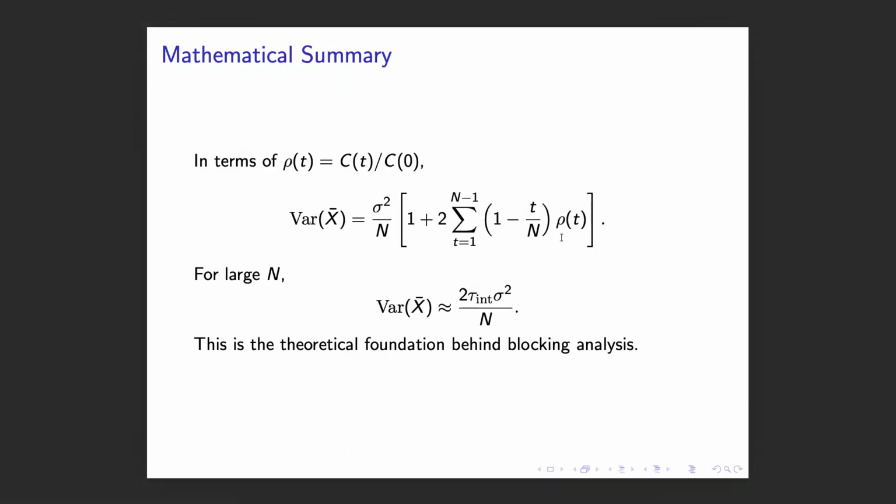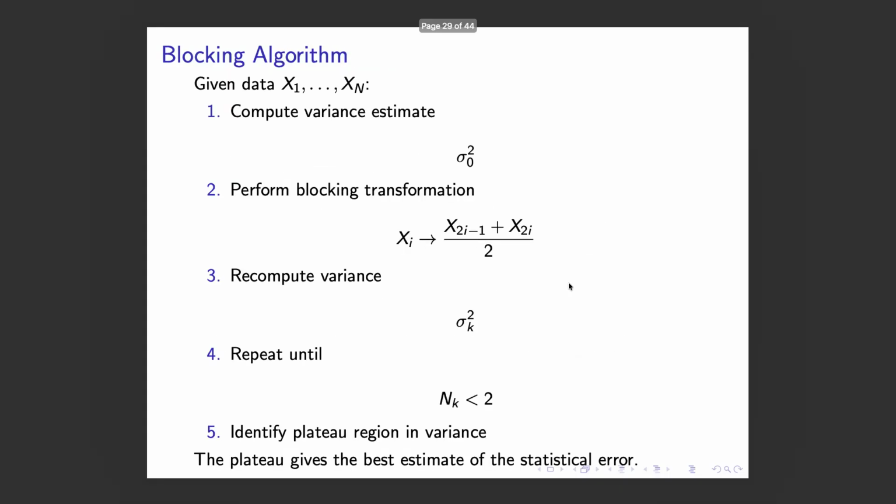One of the equations which we looked at, here I call it rho, but it's actually the function which I call kappa. This is the correlation function. This is the covariance matrix. And this is the total variance. For large n, the variance approximates this tau, the effective time which we had in the lecture notes, times the variance of a single measurement. That's normally the theoretical foundation behind the blocking analysis.